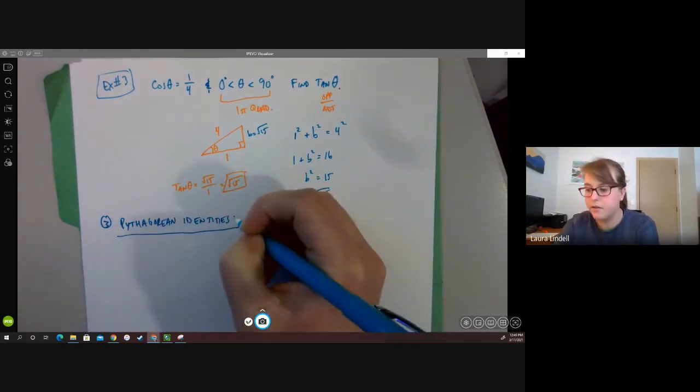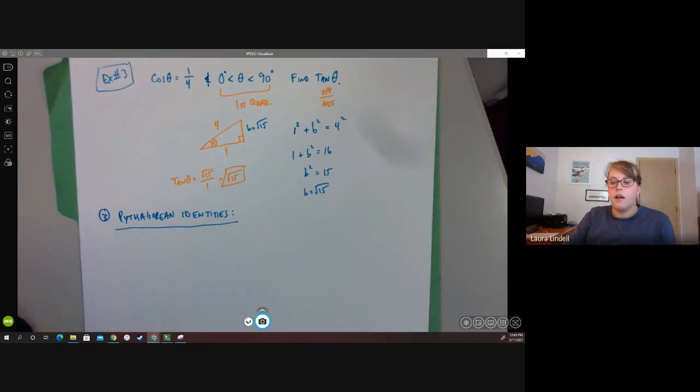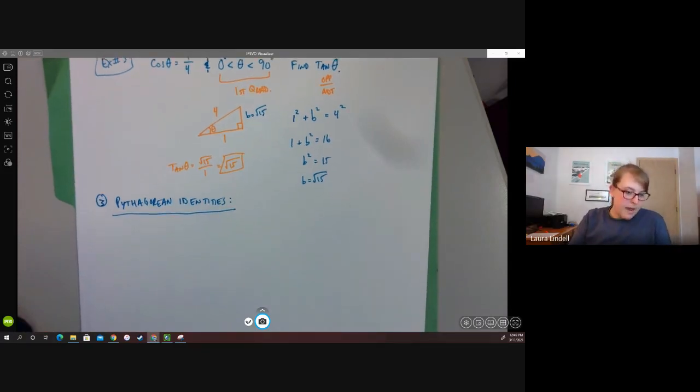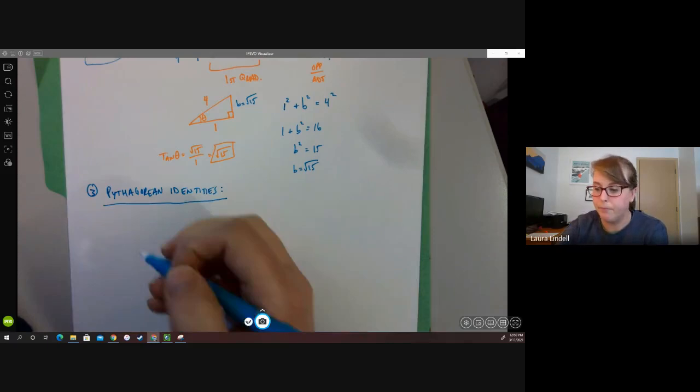Pythagorean identities. All right, so our third and final type of trig identity, the Pythagorean identities, makes us think back to the unit circle. So I'm going to show how we would derive the first Pythagorean identity. If you memorize that first one, you can find the other two from it.